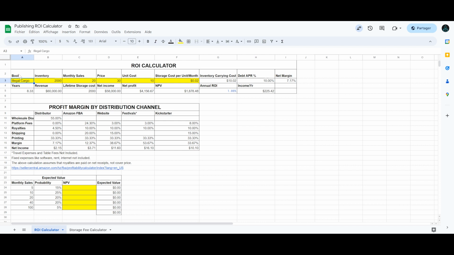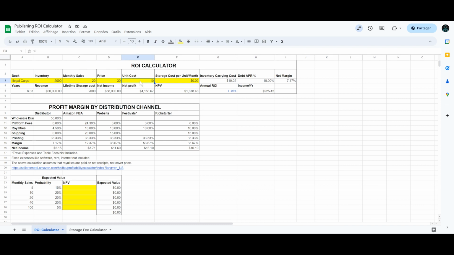Okay, so basically imagine this is a real scenario here. I'm going to be reprinting Illegal Cargo in October, and so I'm thinking of doing 2,000 units. I like to play around with some different scenarios of how many units per month I'll sell. I'll start pretty conservative here and do 20. All right, and then I'll set a price at $30.